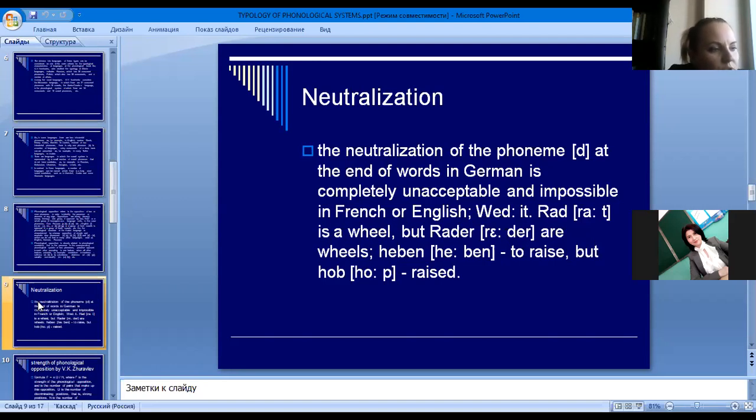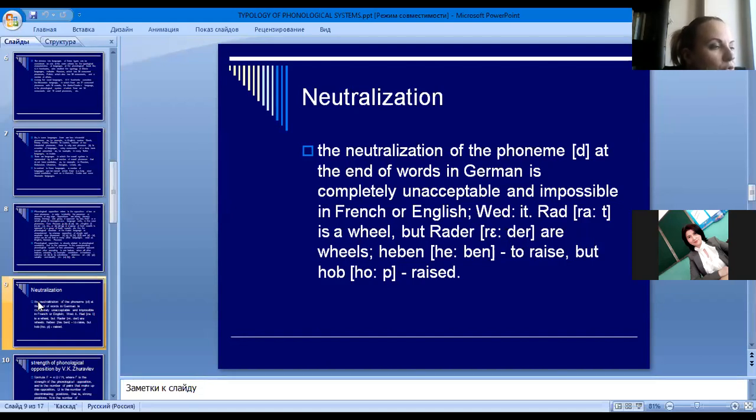For example, the neutralization of the phoneme d at the end of a word in German is completely unacceptable and impossible in French and English. For example, Rad in German is a wheel, but Räder are wheels. Heben, to raise, but hob, raised.